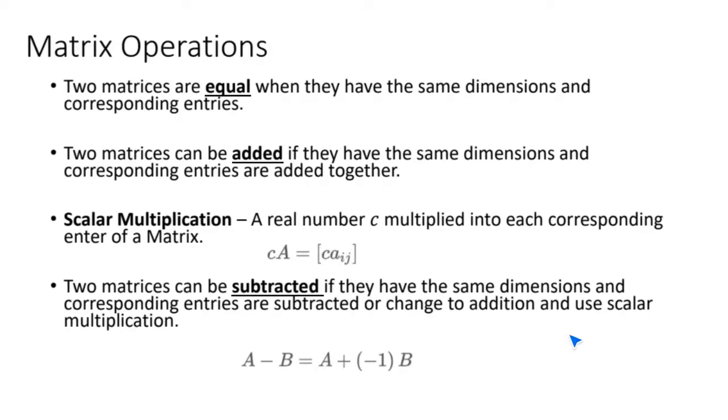So in 8.2, you have some operations. Two matrices are equal if they have the same size and the same corresponding entries. You can add matrices if they have the same size and corresponding entries. A scalar multiplication means that you're going to take a number and multiply it times every element in the matrix, and then you can subtract if they have the same order as well.